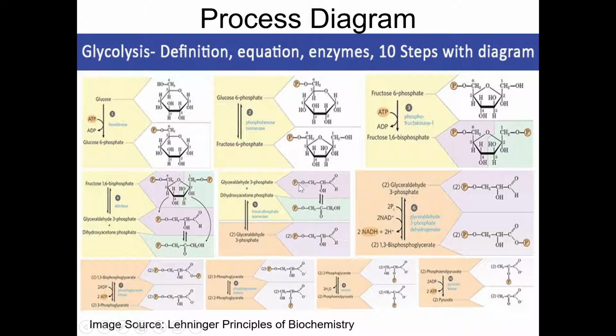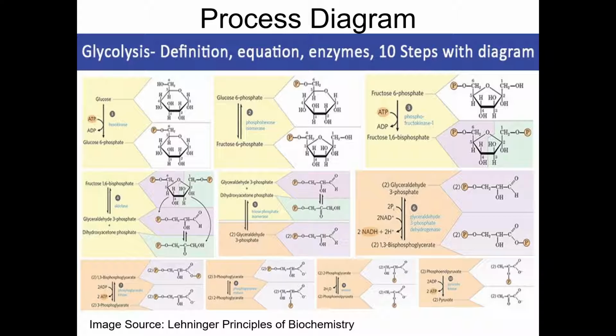So this one right here. And then we move on to step four. You have fructose 1,6 bisphosphate, which gets split. The enzyme in this one is fructose bisphosphate aldolase, or just aldolase. It ends up resulting in glyceraldehyde 3 phosphate and dihydroxyacetone phosphate, DHAP.